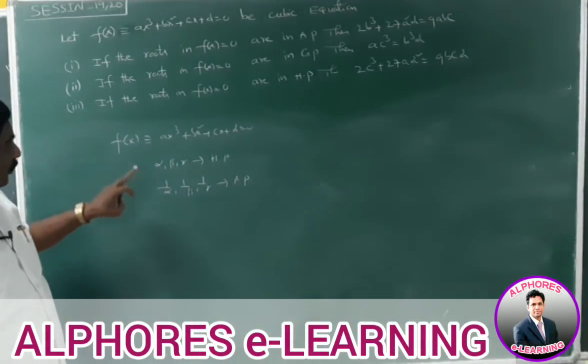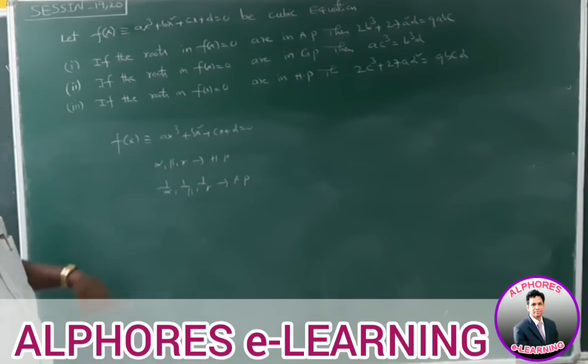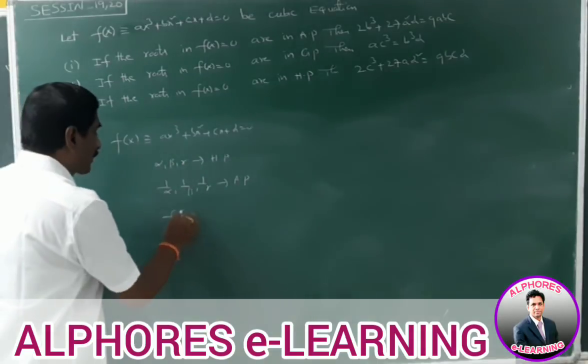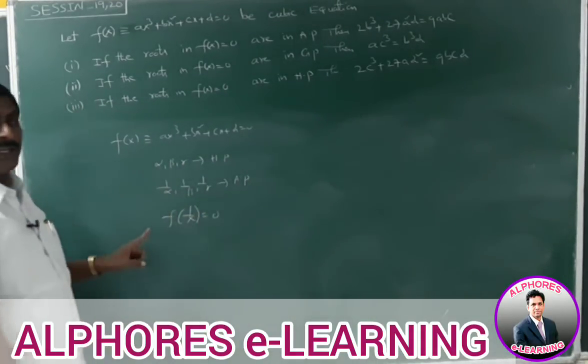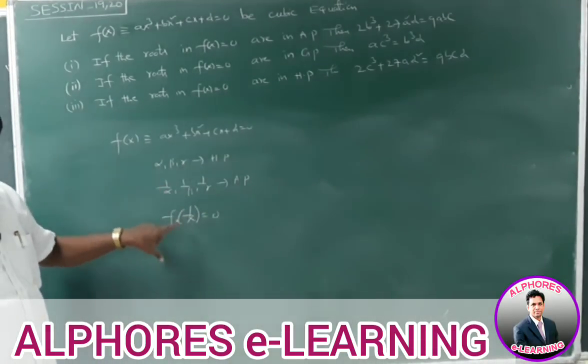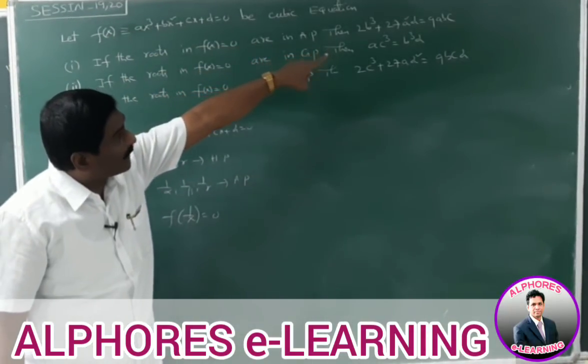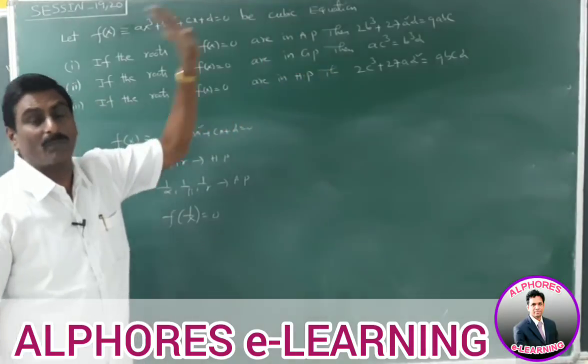That means the transformed equation whose roots are 1 by alpha, 1 by beta, 1 by gamma is f of 1 by x is equal to 0. In f of 1 by x is equal to 0, the roots are in AP. Already we proved what the condition is if the roots are in AP: 2b cube plus 27a square d is equal to 9abc. We use that property.